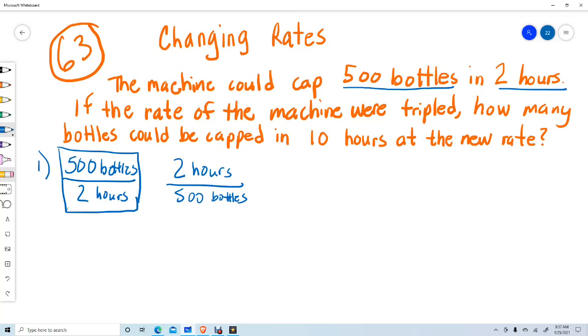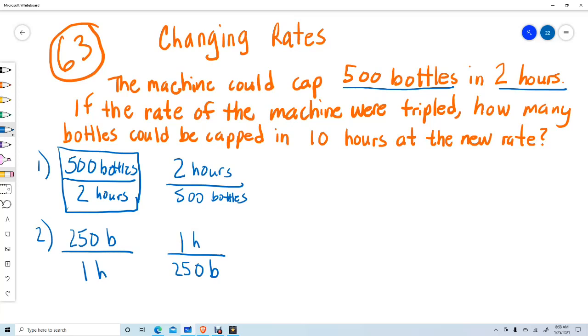Second, we need to make that per a single unit of time. So we want to divide 500 by 2, and that becomes 250 bottles, I'll abbreviate as B, per 1 hour. That's easier to work with. And then we flip that, and we have 1 hour to do 250 bottles.